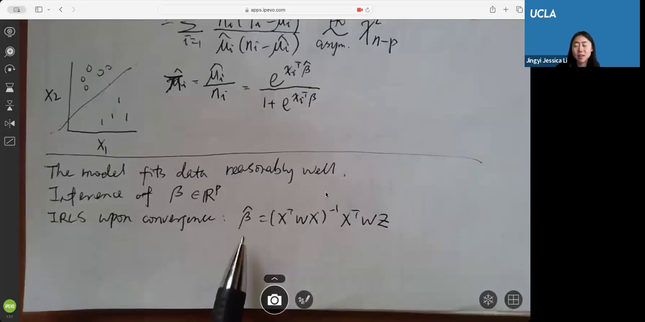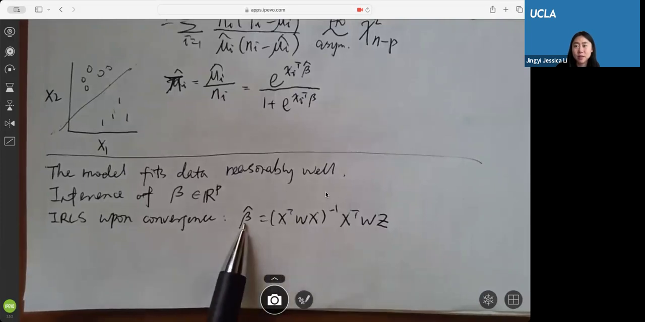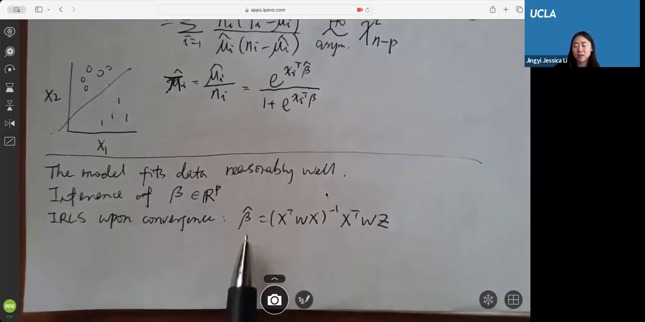Actually, it is random because it's our parameter estimate. It's based on our data. If we think about our data as random, then beta hat is random because we get a different data set, we get a different beta hat. Then where does the randomness of beta hat come from? In this formula, the last step's iteration in our IRLS.